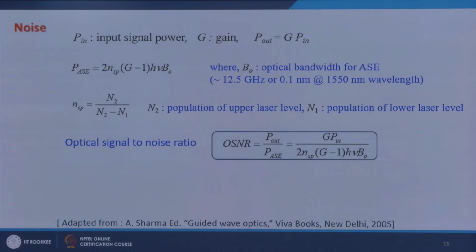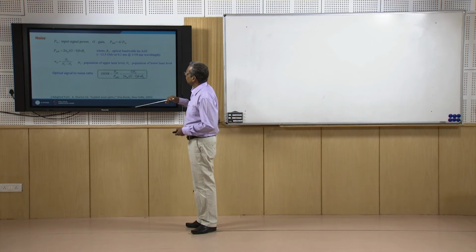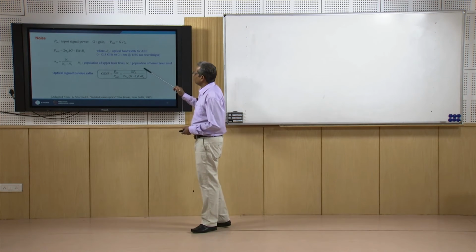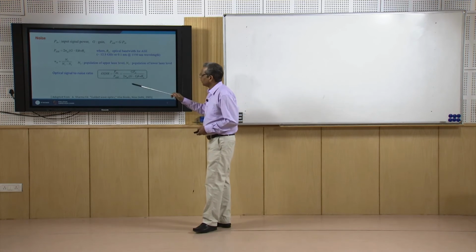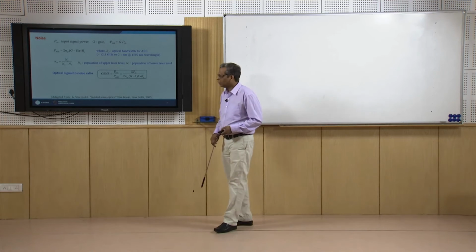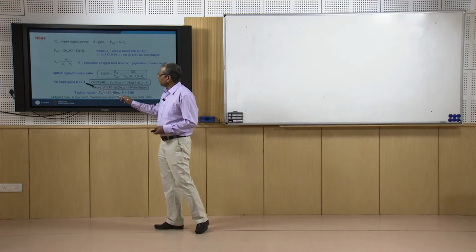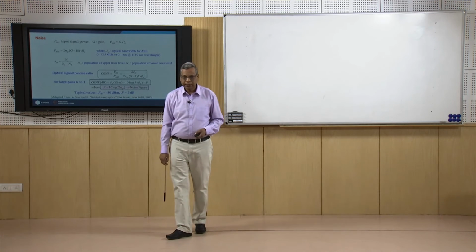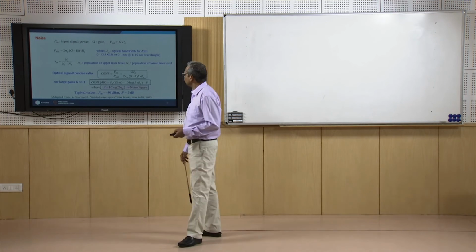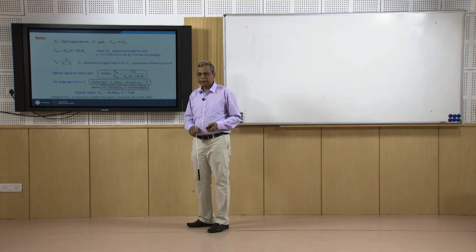Then we can define optical signal to noise ratio as OSNR equal to P out over P ASE. So, if I put P out as G P in and P ASE from here, OSNR will be given by G times P in divided by 2 NSP times G minus 1 times h nu times B0. For larger gains, much larger than 1, if I talk about 20 dB gain, then G is 100, which is much larger than 1, then G over G minus 1 is approximately equal to 1.